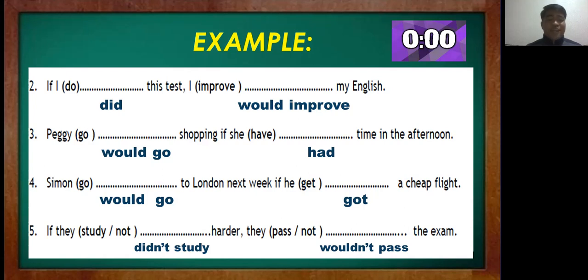Study not. You cannot say if they not studied, right? So you need to use a helping verb did, the past form, because you cannot use do, you cannot use does either. Just use did, being in the simple past form of the verb. Didn't study harder, they wouldn't pass the exam. You insert not in the contraction form after would because again, this sentence is in the negative form.